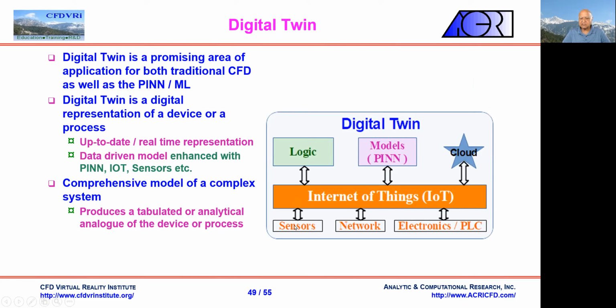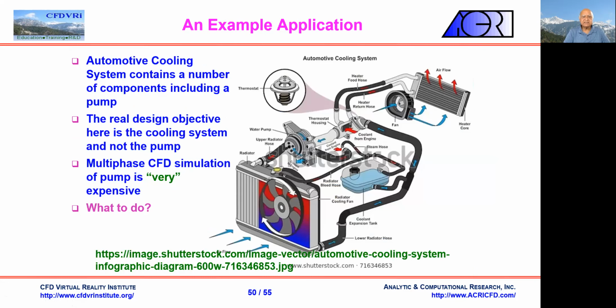We put in the sensors there, the information from the electronics goes in there, all the network information can be plugged in, the logic of that can be modified or trained, and we can use the information from the cloud, and we can store it in the cloud, and all those would then become a digital twin. And what happens is, it's a comprehensive model of a complex system that produces a tabulated or analytical analog of the device or process. Here is an example.